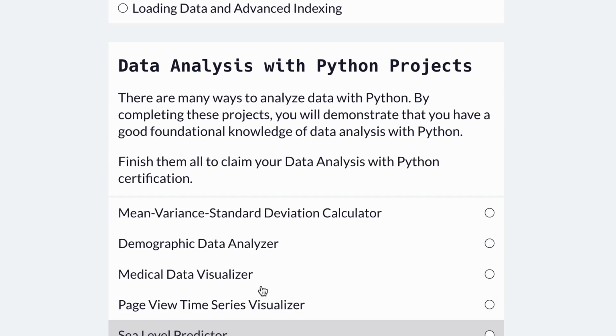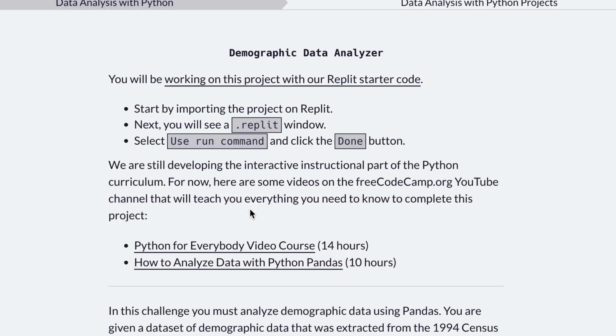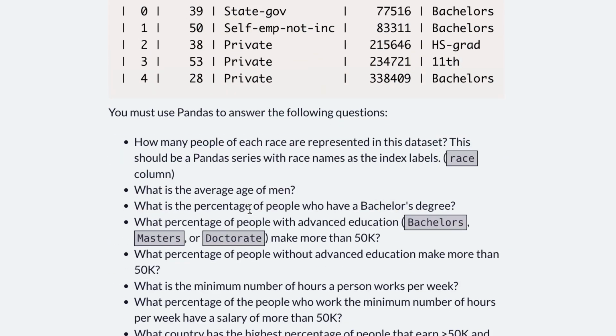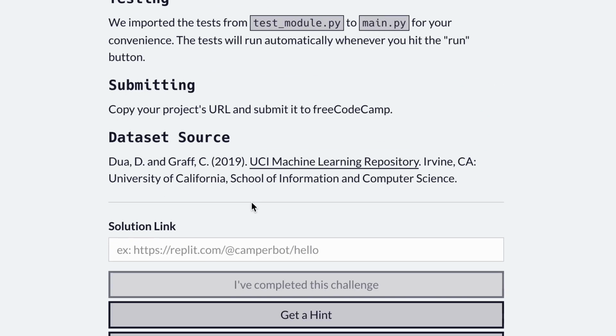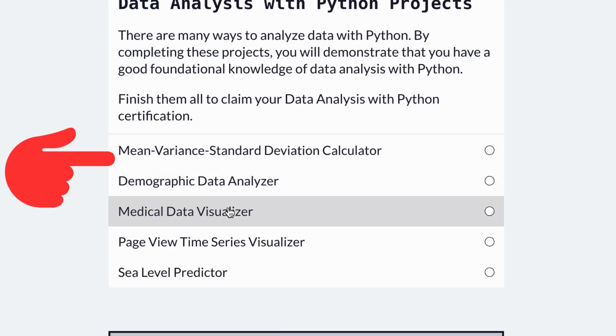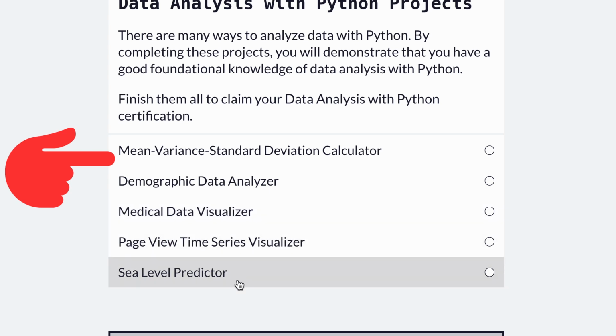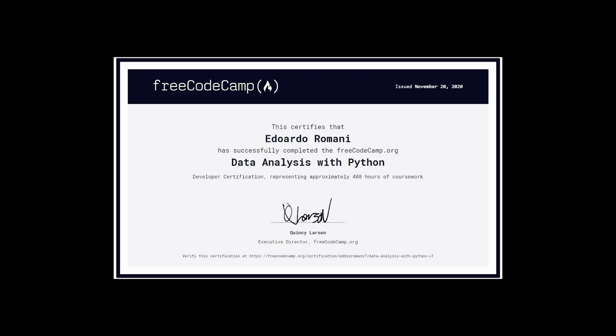In the practical section, they provide 5 projects for independent work, along with all the necessary information and examples: analysis of demographic data, visualization of medical data, sea level forecasting, deviation calculator, and time series visualization. Upon completion, you can obtain the certificate for free.